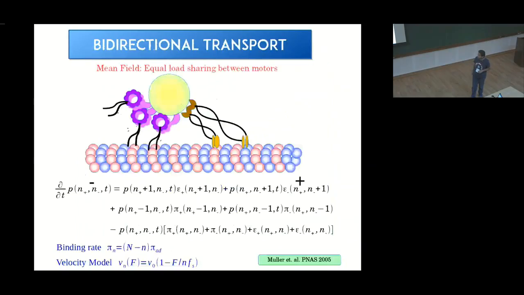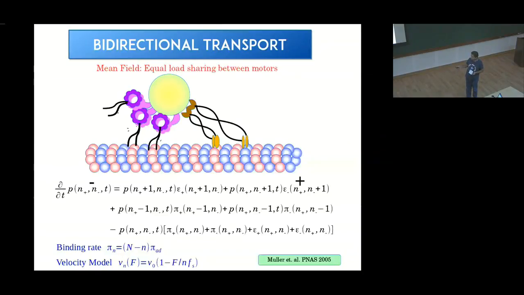What I want to talk about today is what happens when you have bidirectional motion. That is, you have a cargo that is carried both by dyneins and by kinesin motors. So how do we want to study this? The basic approach is that you write down the master equation, and the master equation depends on the dissociation and the association rates. The dissociation rates are my epsilons, the association rates are my pi's, and they are different in particular for plus or for minus modes. So you have dissociation rates for kinesins, you have dissociation rates for dyneins. Same for the association attachment rates.